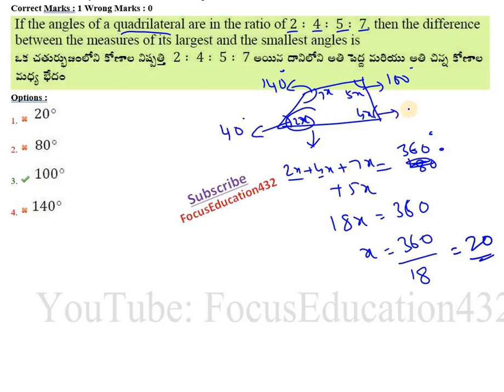100 degrees. 4x means 4 into 20, 80 degrees. Now what is the question? The difference between the measure of its largest and smallest angles. Difference means what? Minus. Right. Largest and smallest, we have to do minus.